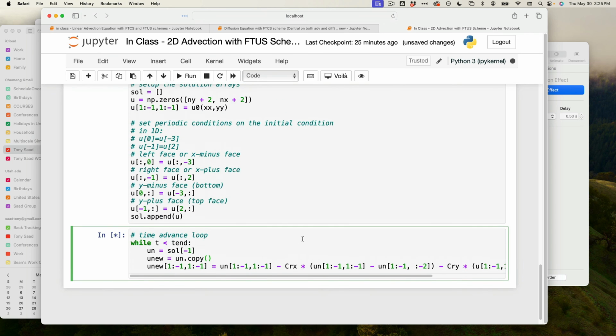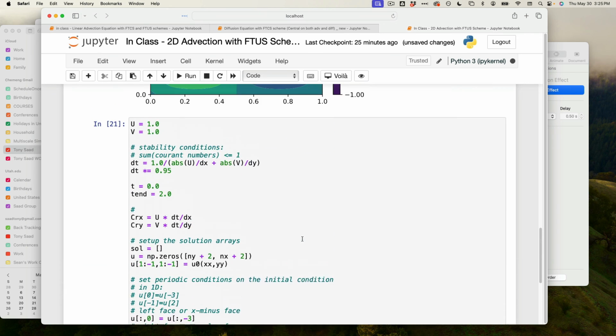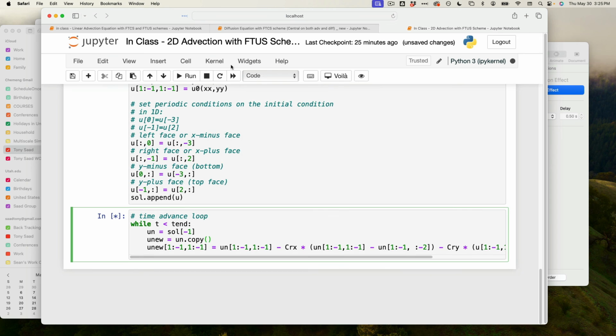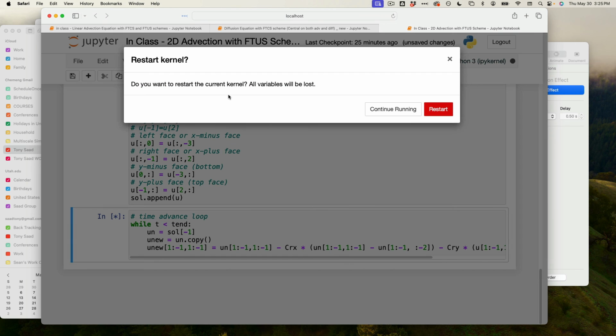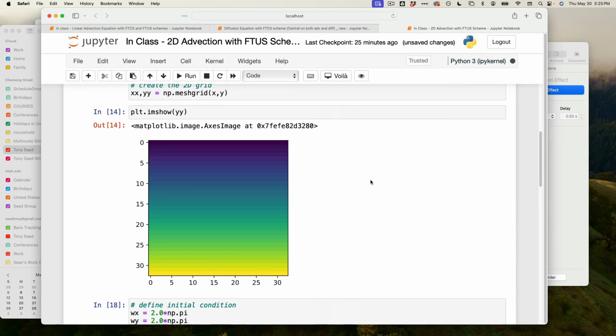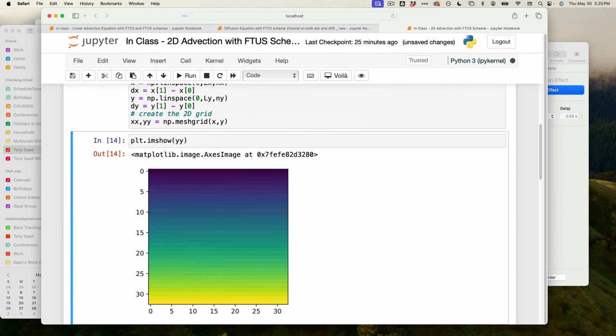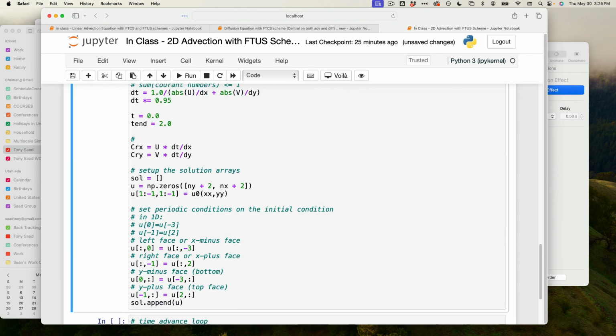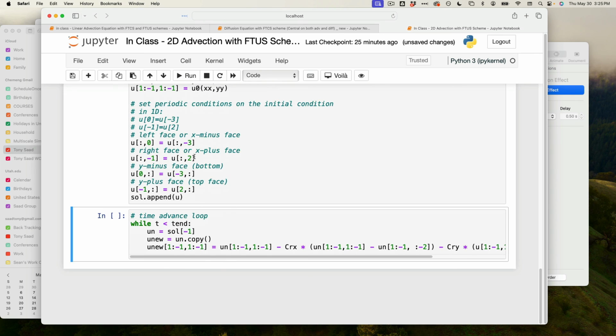I don't know why I ran it. Shouldn't have ran it. It's taking a long time. Let me restart this. Okay. Now I want to set the boundary conditions again.